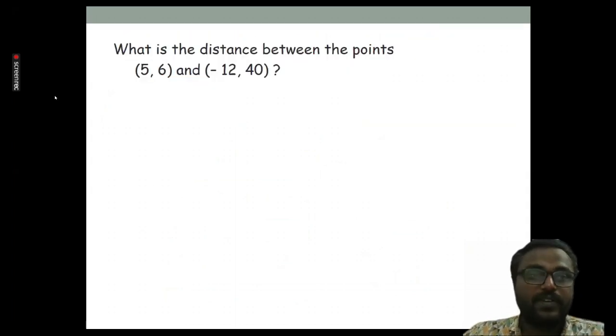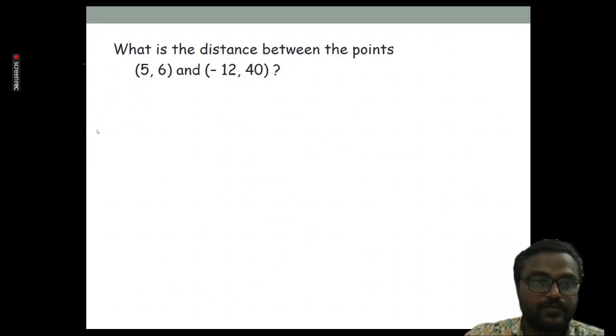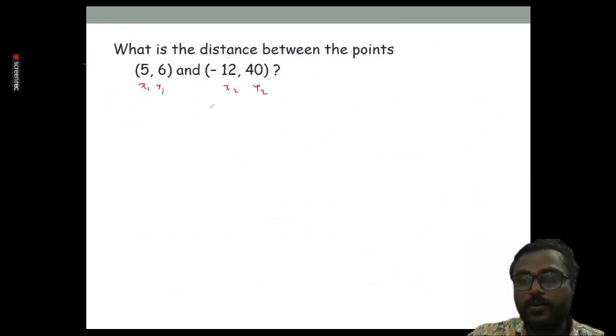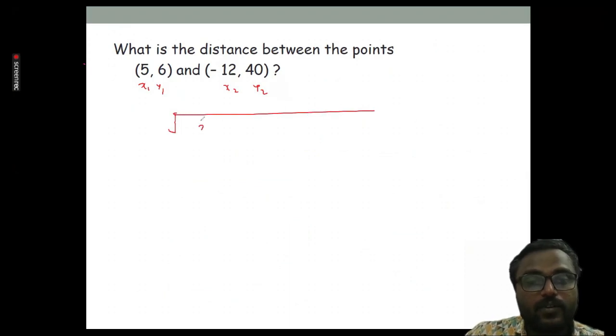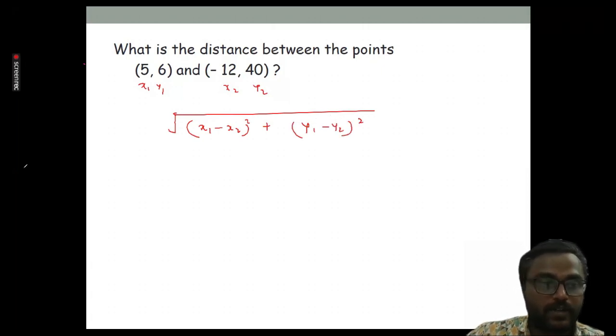I'll solve this one more question, then you guys are going to solve it. What is the distance between the points (5, 6) and (-12, 40)? So I'll rename these as x1, y1, x2, y2. Now, the distance formula is under root (x1 minus x2) whole square plus (y1 minus y2) whole square. We just need to plug in the values now.